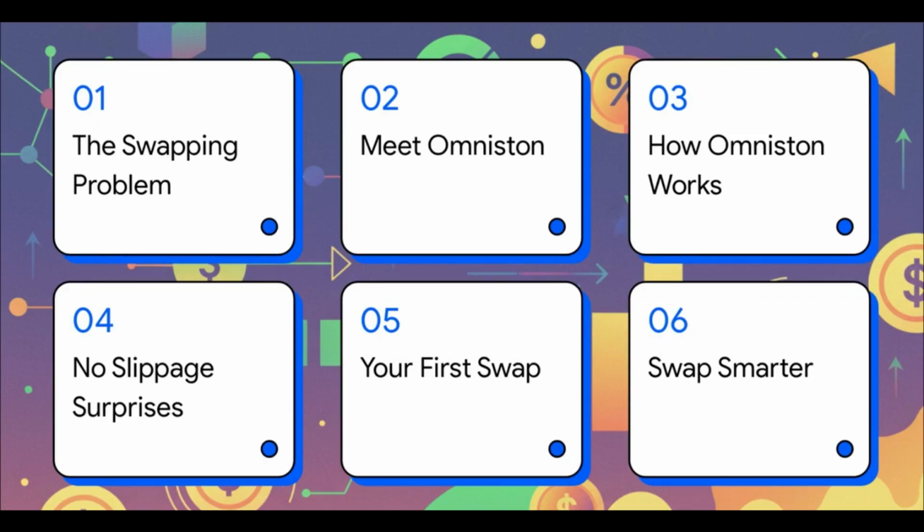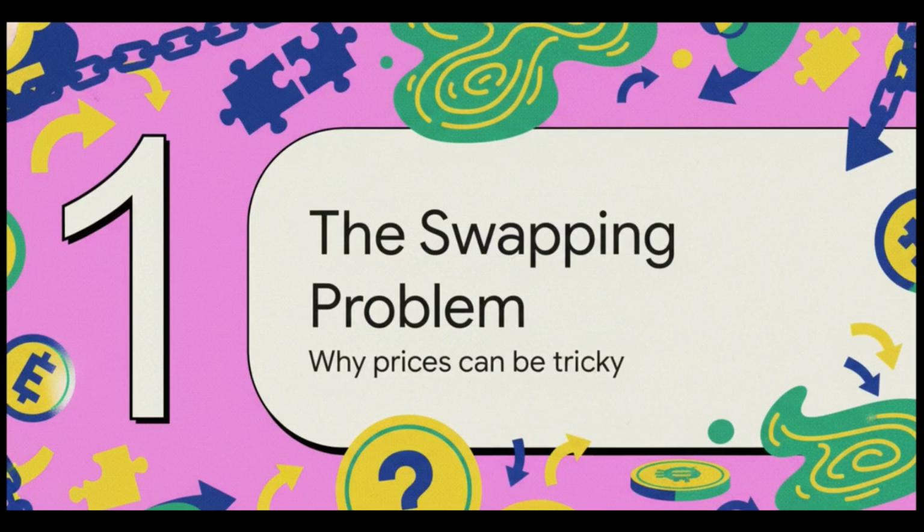First, we'll look at the big problem with swapping, then we'll introduce the super smart solution that fixes it, and finally, I'm going to walk you through step by step how to make your first perfect swap. So why does swapping tokens sometimes feel like you're just rolling the dice? Well, it usually boils down to one simple but huge issue, something called fragmented liquidity.